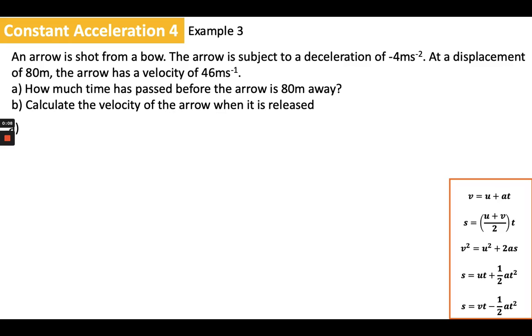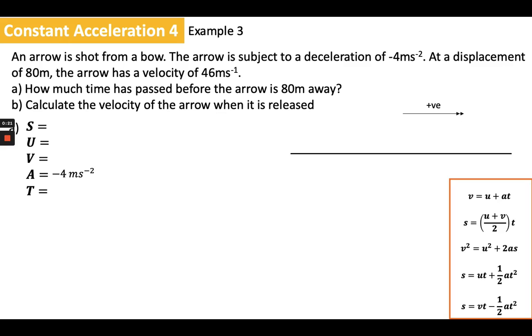Now, same as always, I'm going to list my variables to begin with, and I want some representation of what this problem looks like to help me visualize it. So I'm going to define a positive direction, and I'm going to draw my diagram. I'm told in the question that the arrow is subject to a deceleration of negative 4 meters per second squared, so I'm going to write that next to A straight away.